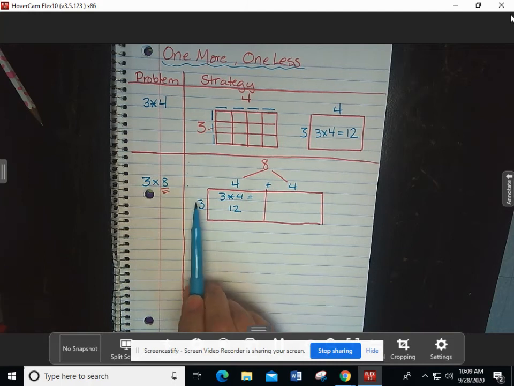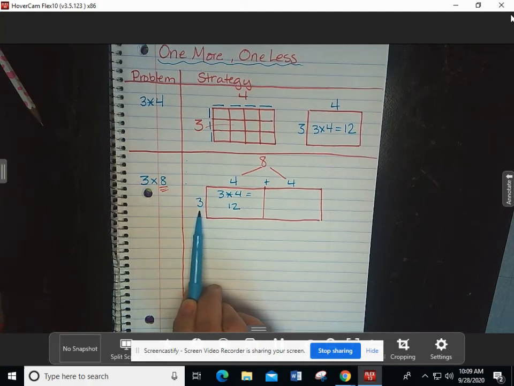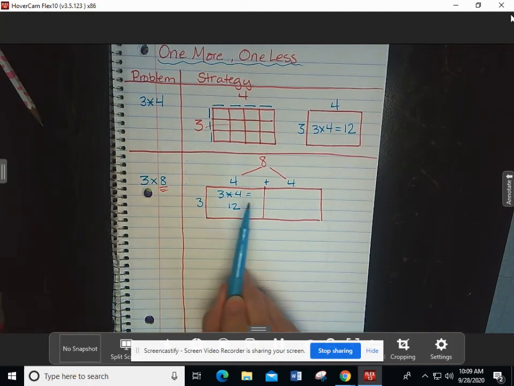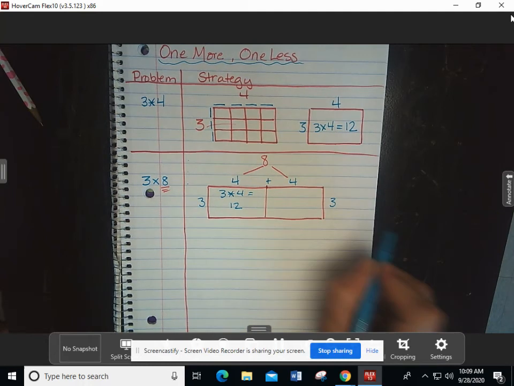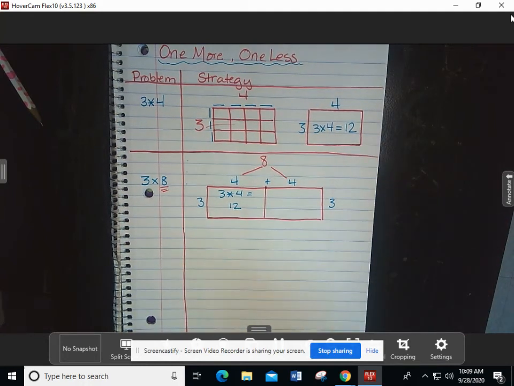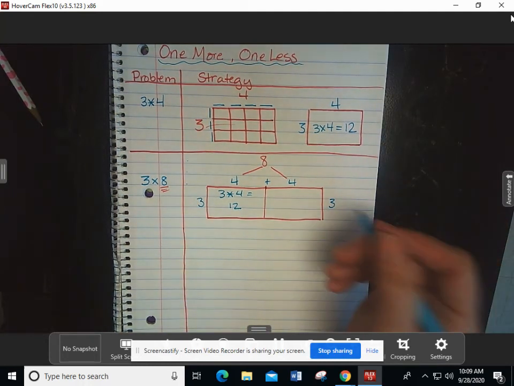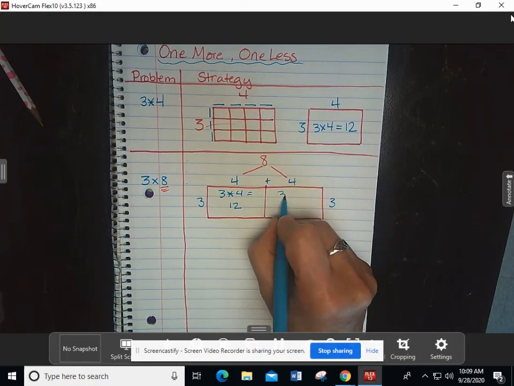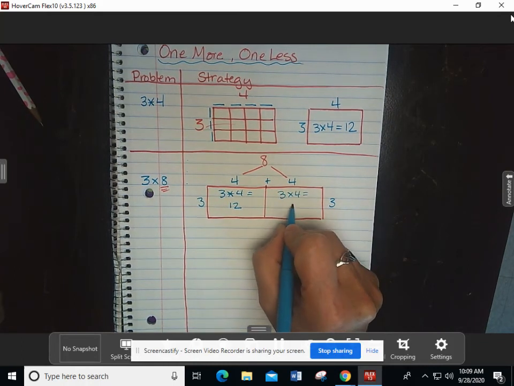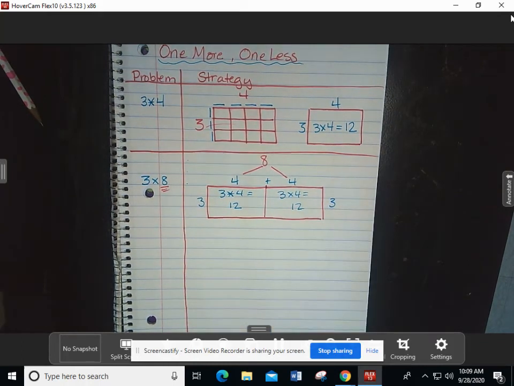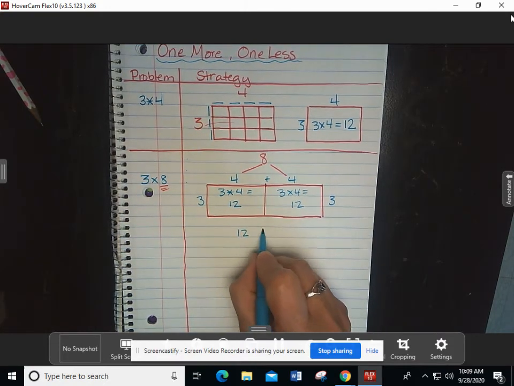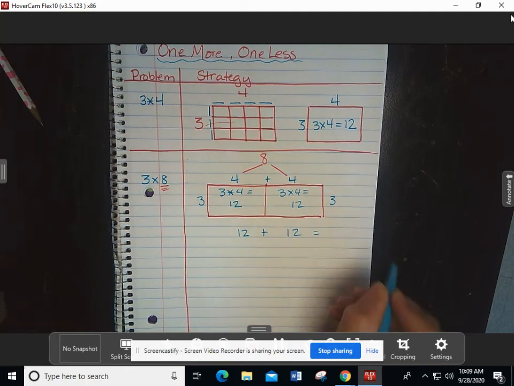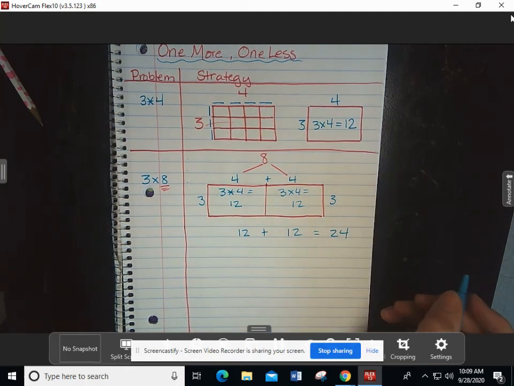Oh, she's using such great math words. So she says she knows that this side is 3. She knows it's an array so that the sides are parallel. That's a really good math word to use, parallel. So we know it's 3 on this side too, just like the top and the bottom are going to be parallel. So on this side, we also have a 3 times 4 equals 12. So we know that 12 plus 12 equals 24.